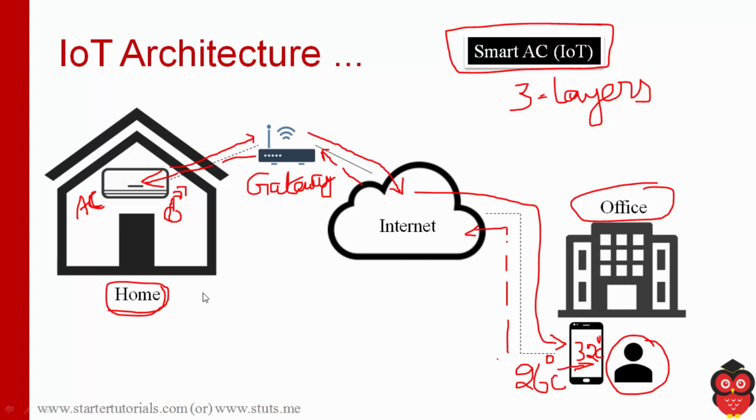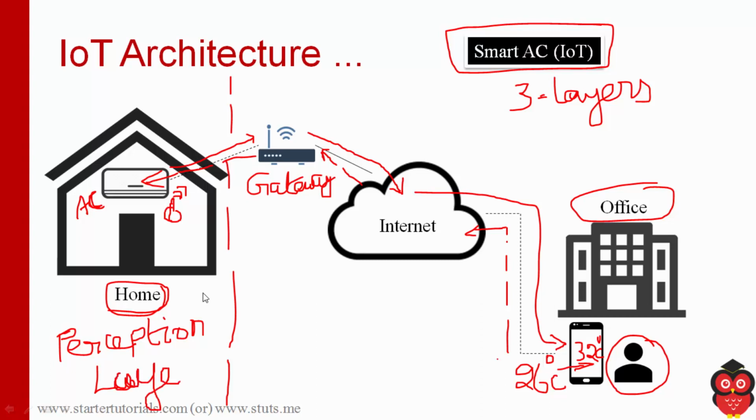Now after looking at this smart AC application, let's look at the three layers. So the physical devices, that is the IoT devices and sensors. So this is your perception layer, right? What does the perception layer contain? It contains devices, sensors and actuators, right? So this is your perception layer.